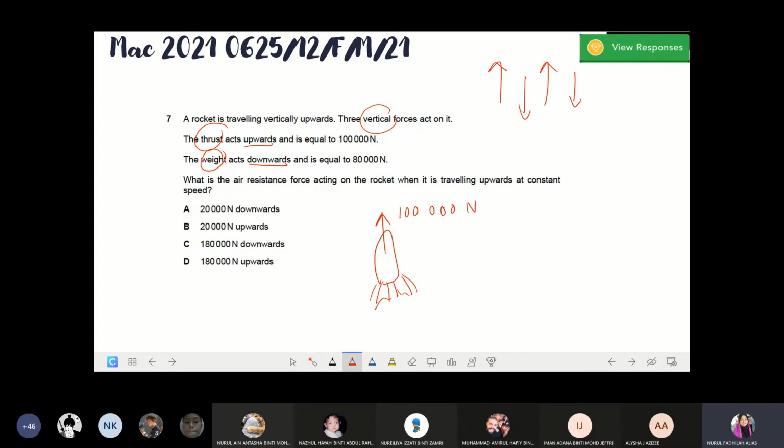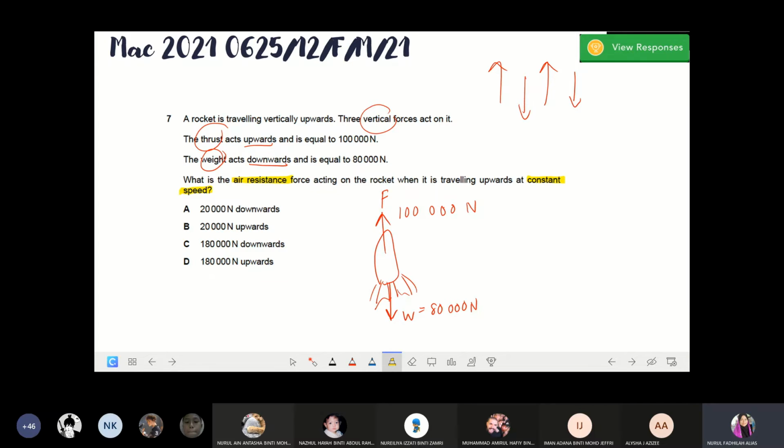Okay, so the value downward, W equals to 80,000 Newton. Okay, next. What is the air resistance? When it is travelling upwards at constant speed. Okay, what is the keyword kat sini? Izazi, ataupun siapa yang betul tadi? What is the keyword here? What is air resistance? Yeah, okay, so that's the question. Air resistance is the question. But what is the keyword? The keyword is constant speed.